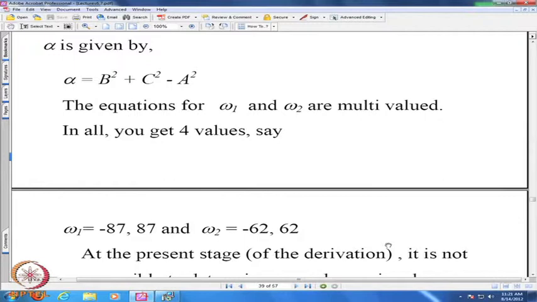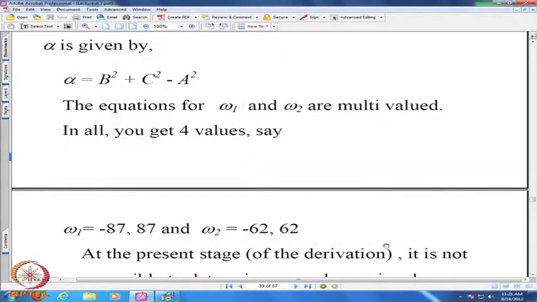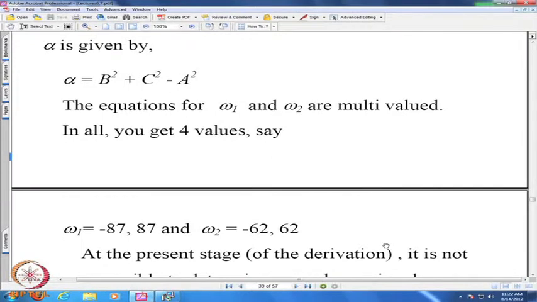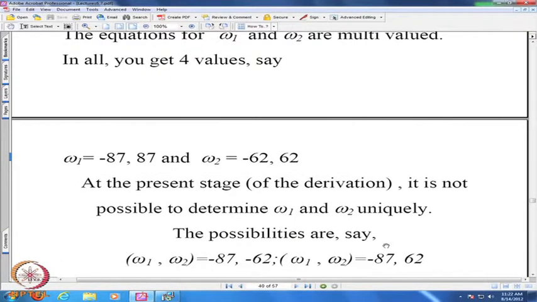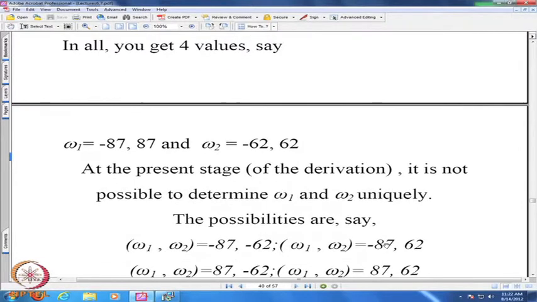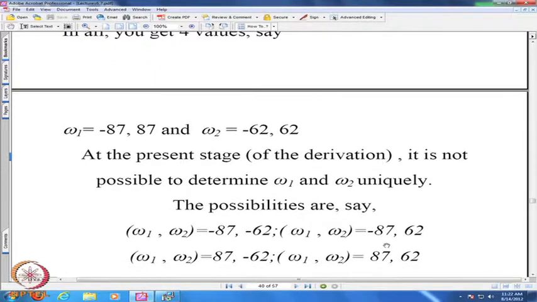I do not really intend that they should be less than pi by 2, one can be more than pi by 2, but just to illustrate the point, I really do not know whether my omega s r is minus 87 or plus 87 and omega s s is minus 62 or plus 62. Also, I do not know whether the magnitudes of omega s r and omega s s are 87 or 62, though psychologically I am assuming the first one to be the sunrise. At the present stage of the derivation, not the present stage of knowledge of humanity, it is not possible to determine omega 1 and omega 2 uniquely.